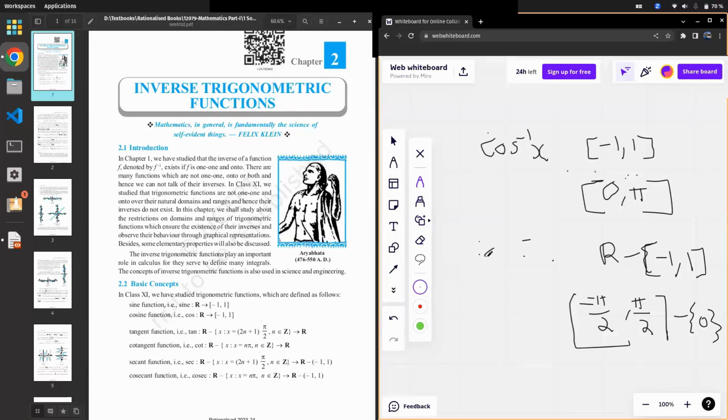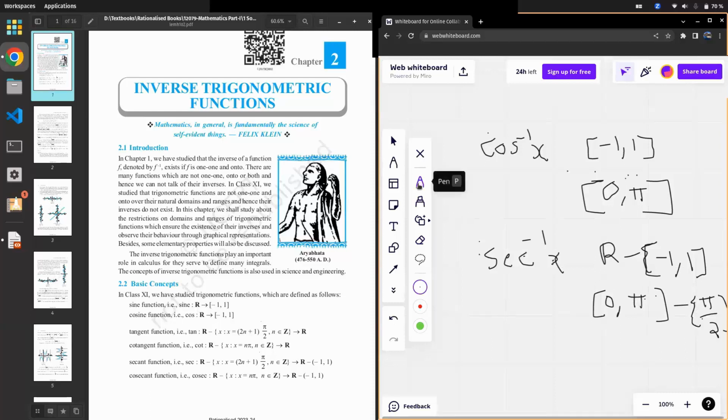And for the function secant inverse of x, the domain will be R excluding -1 to 1, since secant of x cannot take the values from -1 to 1. We exclude it from the domain and the range will be 0 to pi excluding the value pi/2.